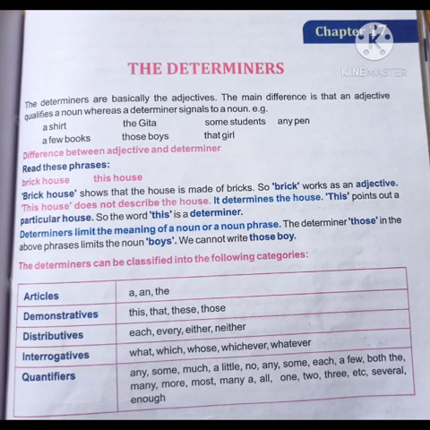Good morning, students. Today we will start a new chapter from our grammar book, that is chapter number 17. The name of the chapter is the determiners. Okay, and determiners are the basic adjectives beta. So we have done this term, adjectives, in our chapter number 10.